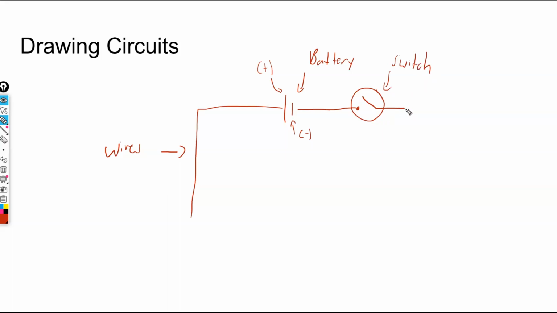This is what causes the circuit to open or close, okay? So this is an open switch right now. If we had a closed switch, it would look something like this over here. So these are both switches, but this one is open and this one is closed.